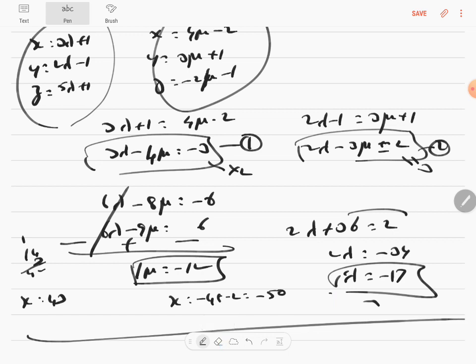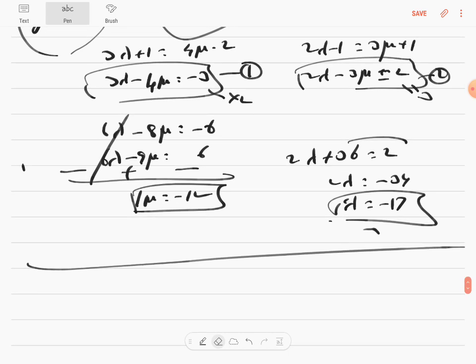I made a mistake here. Okay, just substitute and you get mu to be minus 12. Yeah, mu doesn't change, and you substitute there, you don't get the same point of intersection. Obviously they are not going to satisfy, and so they don't intersect. Okay, so let's go to next question.